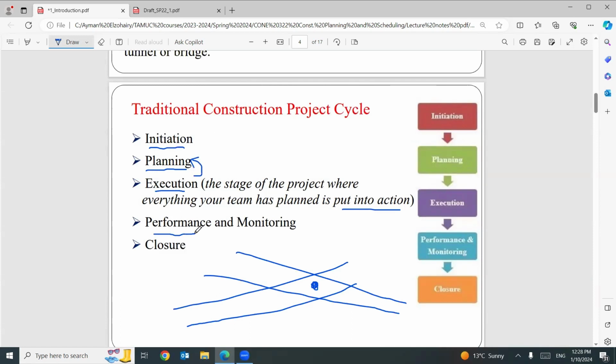Then during the construction, during the execution, we should monitor and we should perform to gain the required specification. Does that make sense? And finally, after you are done, we need to make closure for the project. So any construction project, we have a few cycles, starting from initiation, planning, execution, performance and monitoring, and closure.